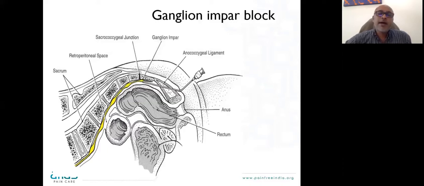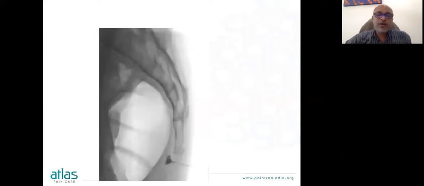Next slide, please. Now, how we do the ganglion impar block is quite different. So basically, you choose the sacrococcygeal ligament or the sacrococcygeal joint, whichever you would like to call it. We have 1 and 2.